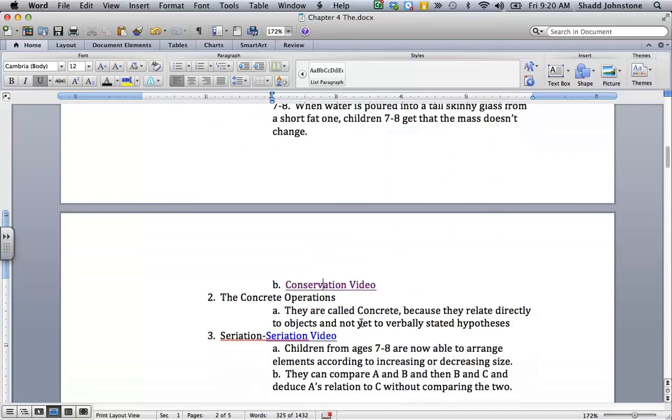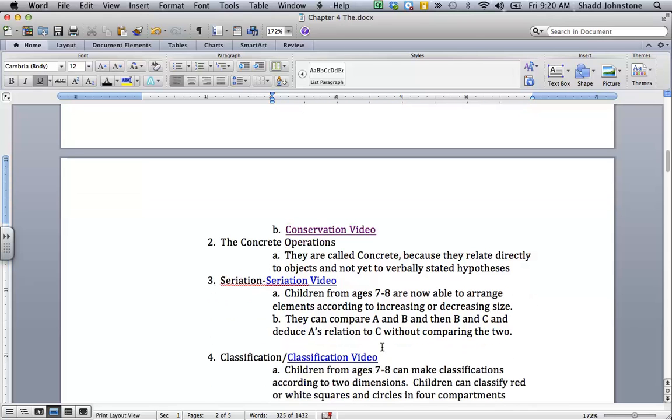There's the seriation video. I just kind of rewrote it in my own language: according to decreasing size, they can compare A and B and then B and C and deduce A's relation to C without comparing the two.